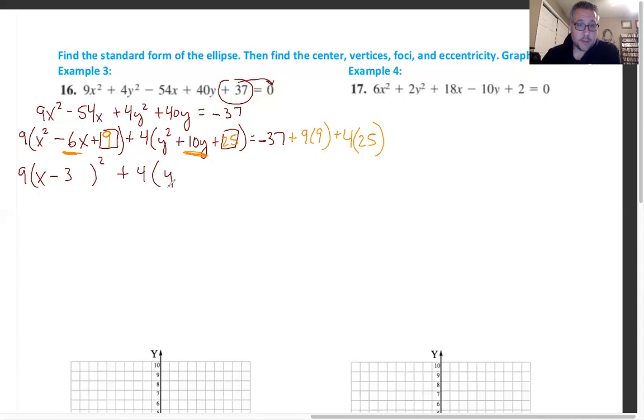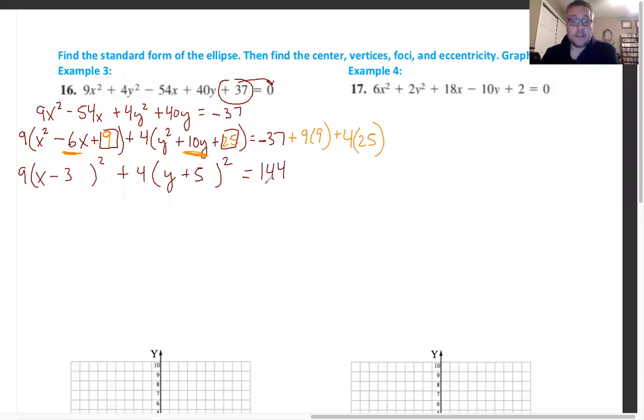Plus we have our 4 here, and this is going to be our y binomial squared. You take half of the plus 10, which is plus 5. I promise you, if you take y plus 5 quantity squared and work it out, you'll get right back to this. That equals negative 37 plus 81 plus 100. If you take your calculator, negative 37 plus 81 plus 100, you get 144. So I'm going to erase this and just put 144.